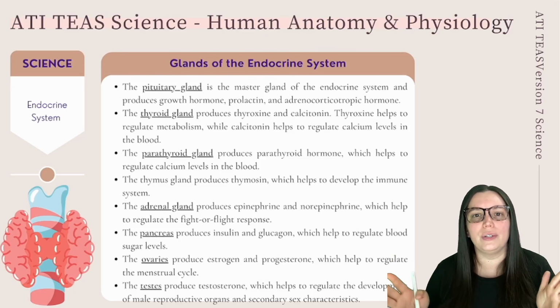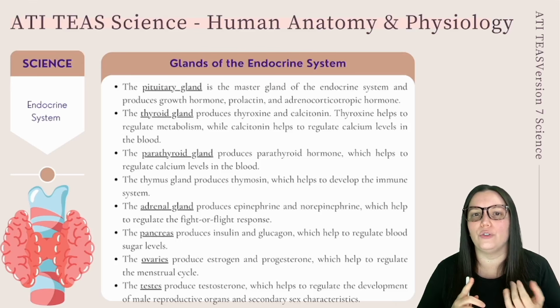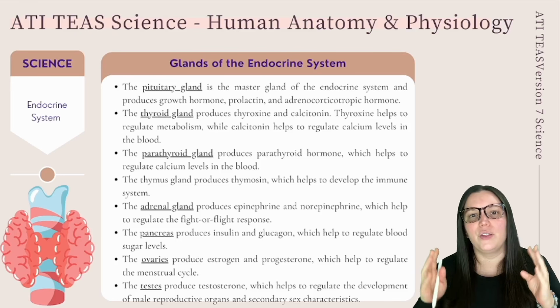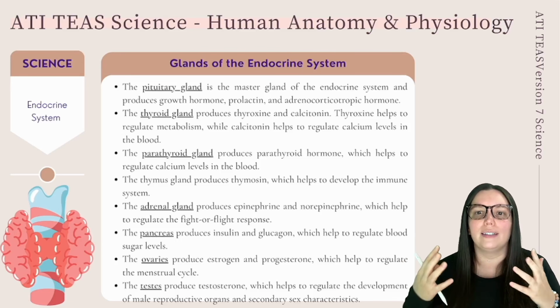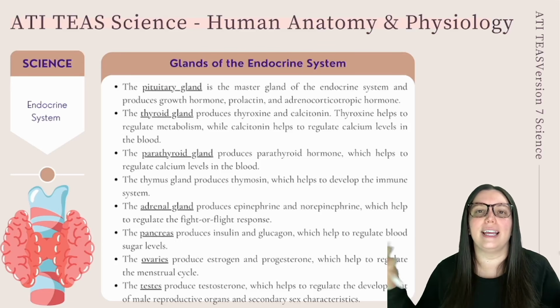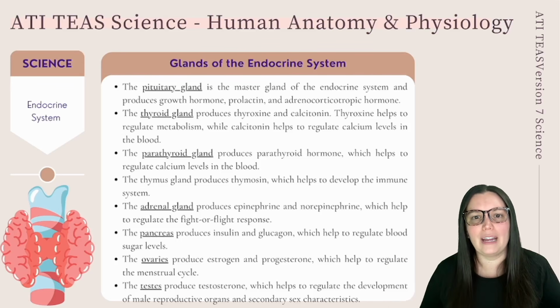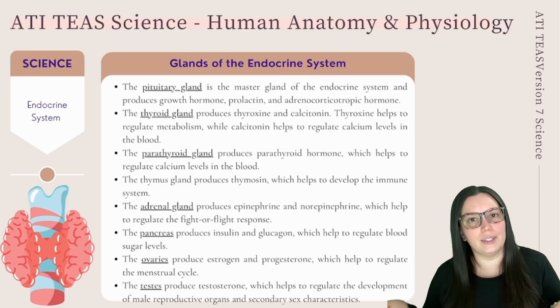So to begin with, the pituitary gland is the master gland of the endocrine system, and it helps produce growth hormones, prolactin, as well as additional hormones. The thyroid gland produces thyroxine as well as calcitonin. Thyroxine helps regulate our metabolism, while calcitonin helps regulate calcium levels in our blood. The parathyroid gland produces parathyroid hormone, which helps with the regulation of calcium levels within the blood. The thymus gland produces thymosin, which helps to develop the immune system.